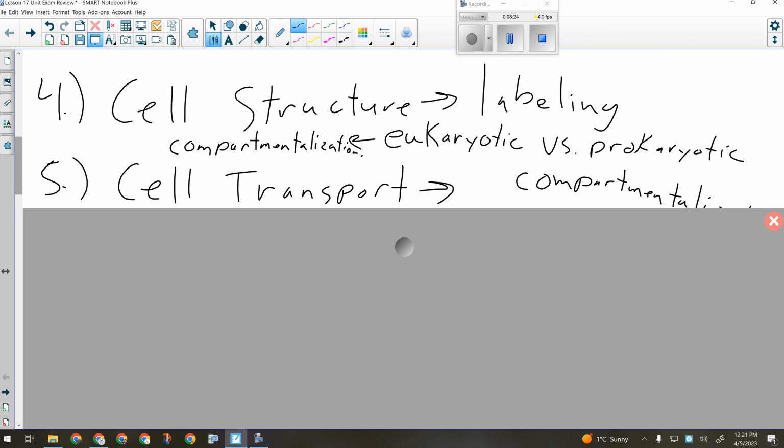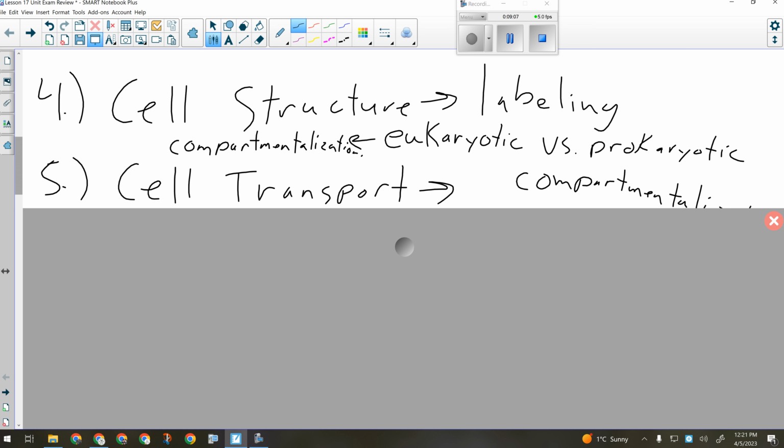Okay, and then cell transport. What are the big 3 methods of cell transport? Osmosis, diffusion, active transport. Okay, those are the big 3. There will be at least one written response question on each. At least. Okay, that means they're all definitely in there.